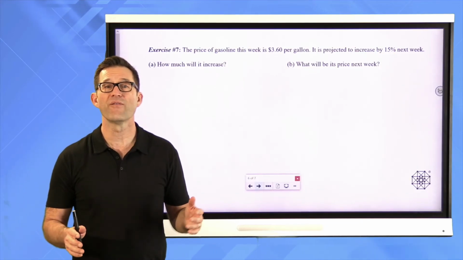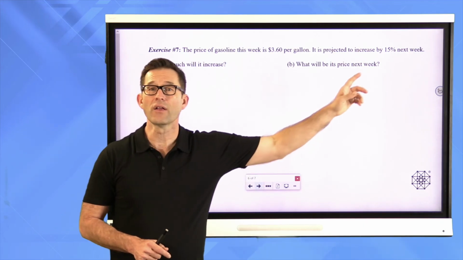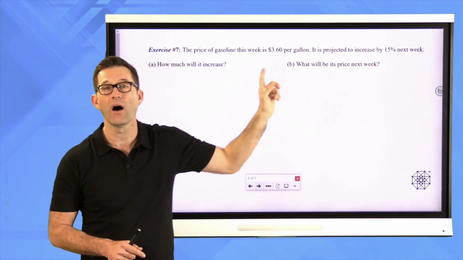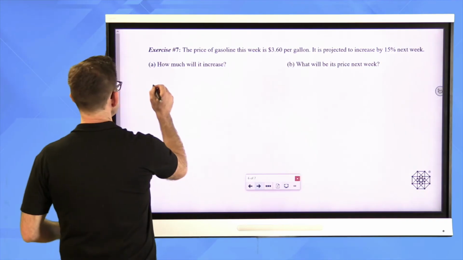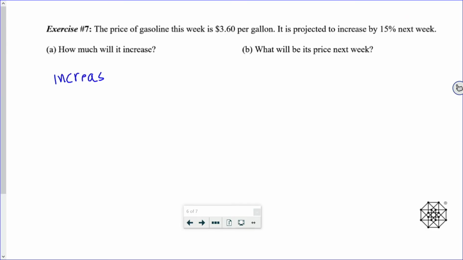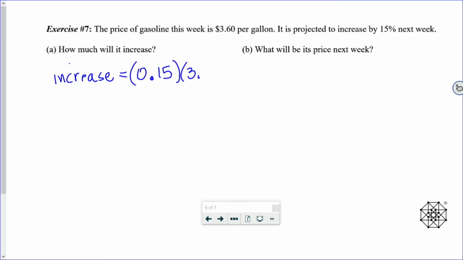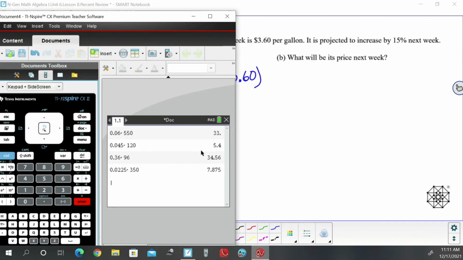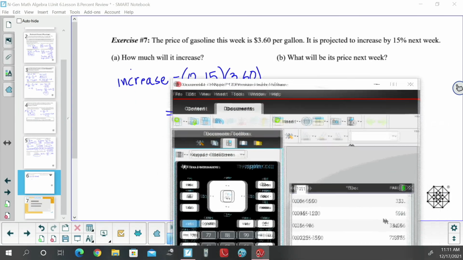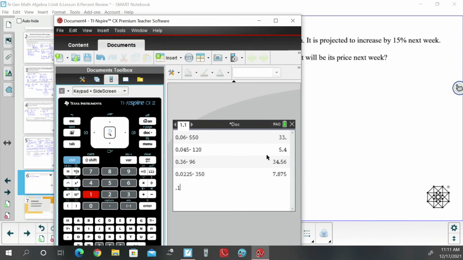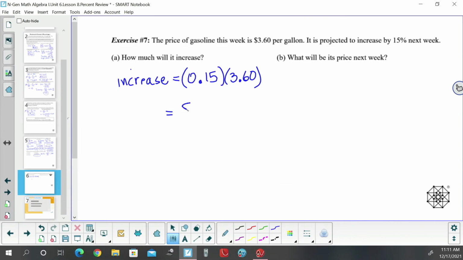Well, the first thing I want to figure out is how much will it increase? They are literally telling me it's going to increase by 15% of this amount, right? So my increase itself will be equal to 0.15 times $3.60. I don't know what that is, so let's bring it out. I've got 0.15 times 360. That's going to give me an increase of 0.54 or 54 cents.